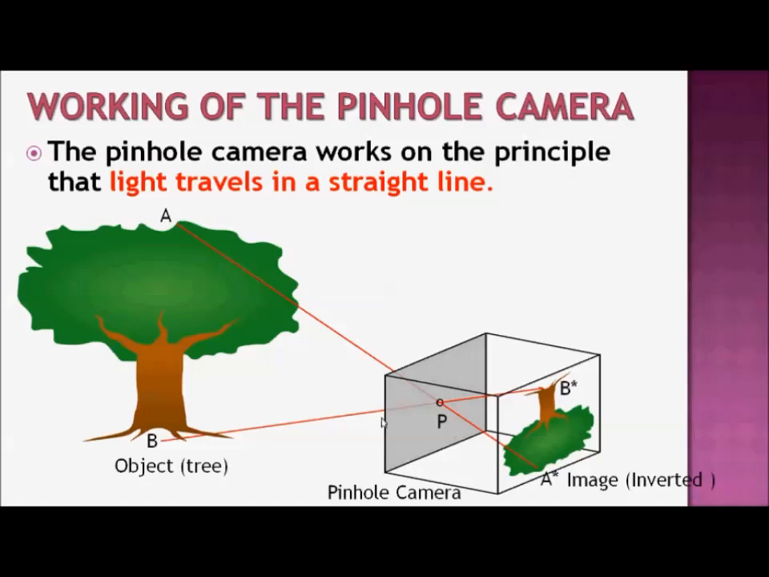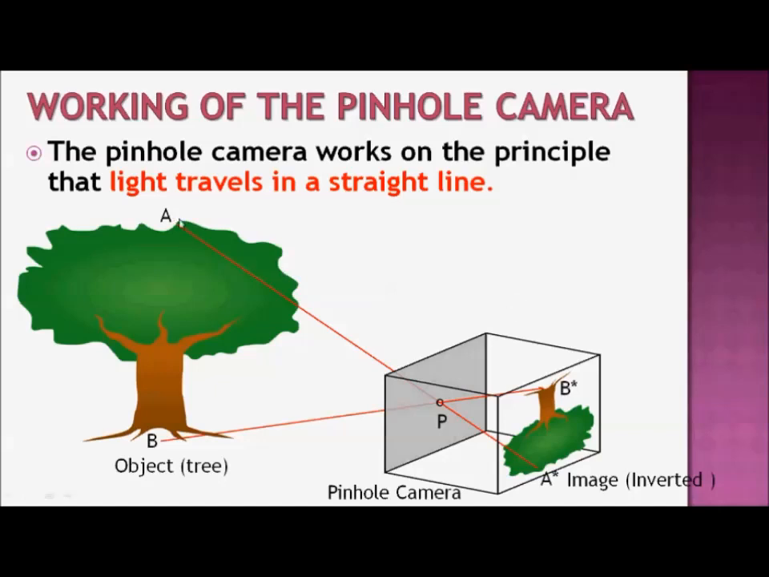How is this image forming? This image is forming because light travels in a straight line and enters the pinhole, forming an inverted image. So let us discuss it in detail. Okay, I will tell you in detail how this image is formed.